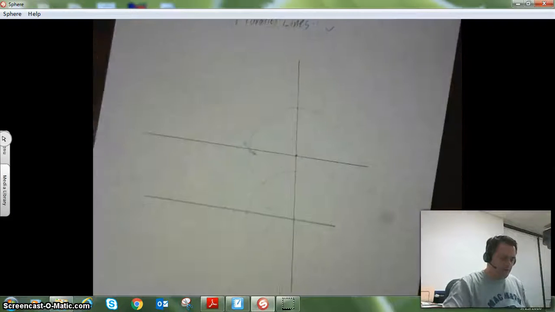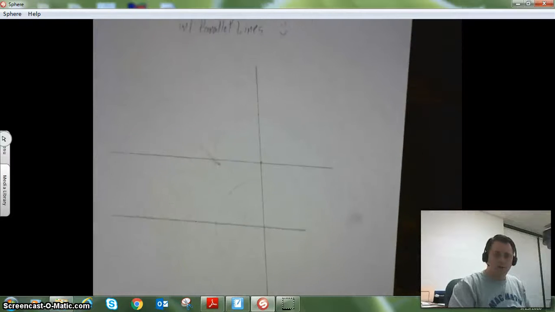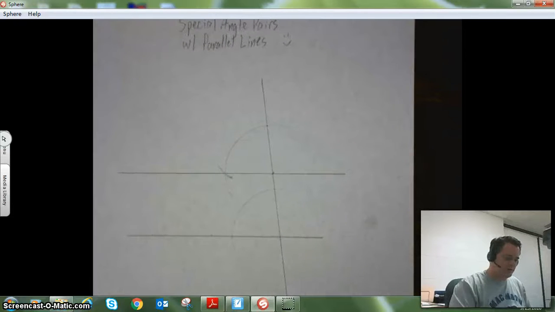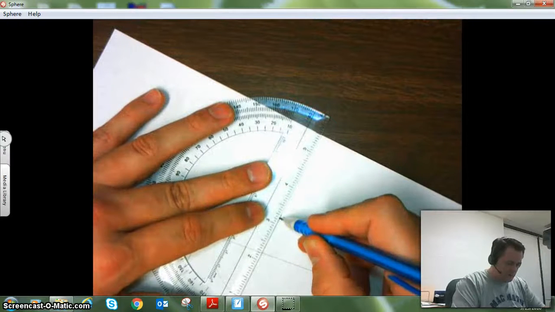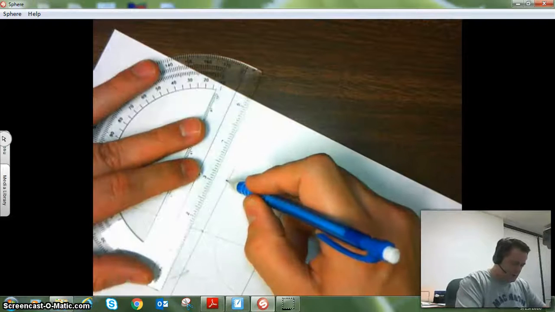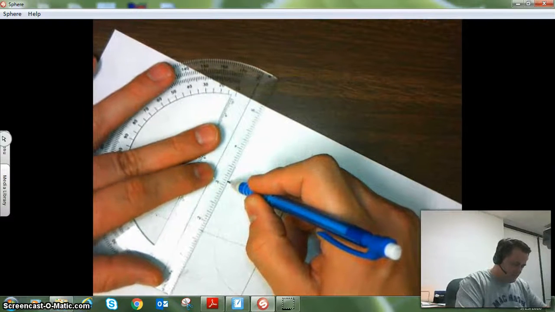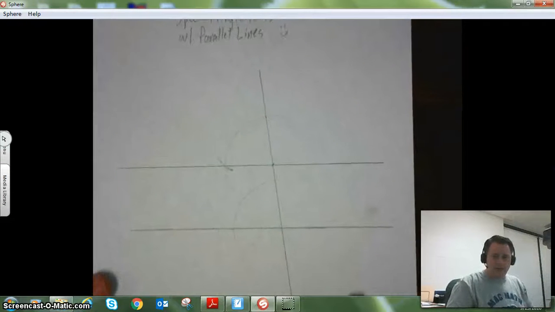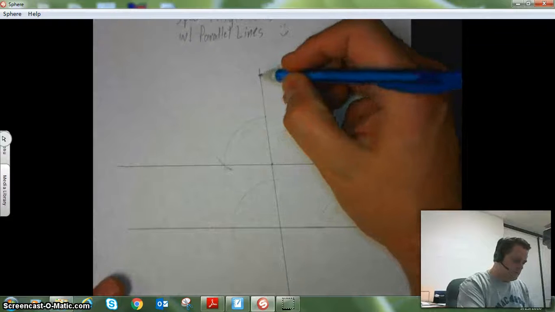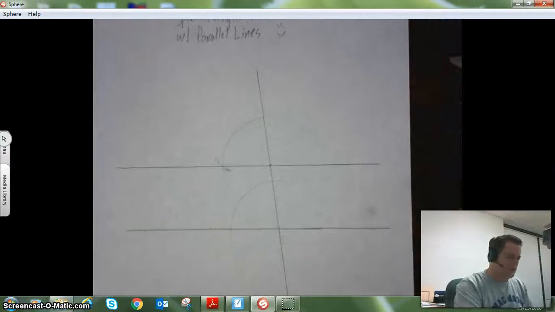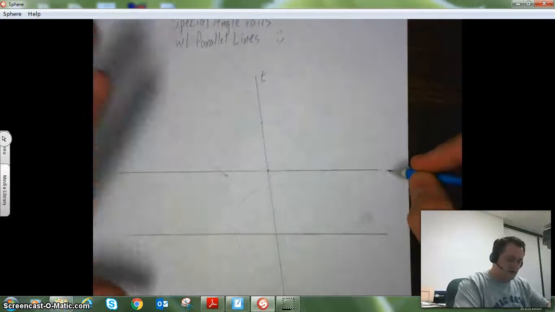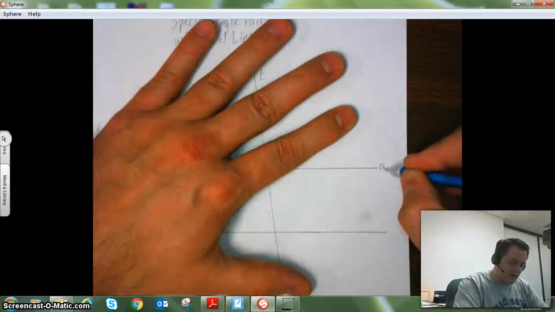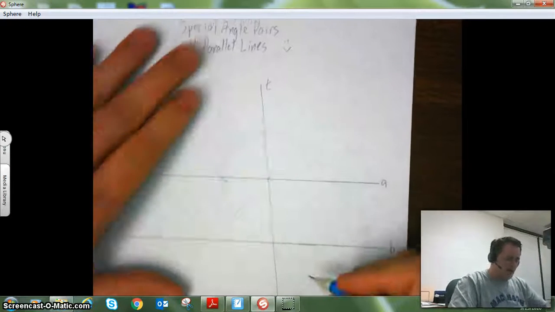So here we have a set of parallel lines that I've constructed. Let me just extend this out a little bit here and extend this out a little bit here. Here we go. Now that looks a little more like what you might see in your textbooks or any kind of diagram online. I'm going to refer to this as my transversal line. I will call this line A and this line B. So let's go ahead and number these.